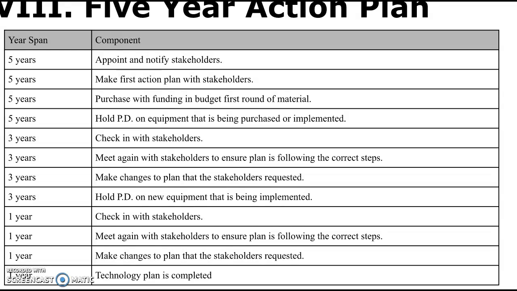And the 5-year action plan. In the 5-year action plan, they will be able to appoint and notify stakeholders. So you'll have to appoint those stakeholders, those teachers, those administrators, community members, students. They will then create an action plan. After that action plan, they will purchase funding or make sure all equipment is up to date or everybody understands the PD, and then hold the PD. Then in 3 years, check in with stakeholders, meet again, make changes. Then in 1 year, check in again, meet again, make changes, and then hopefully this technology plan will be completed.